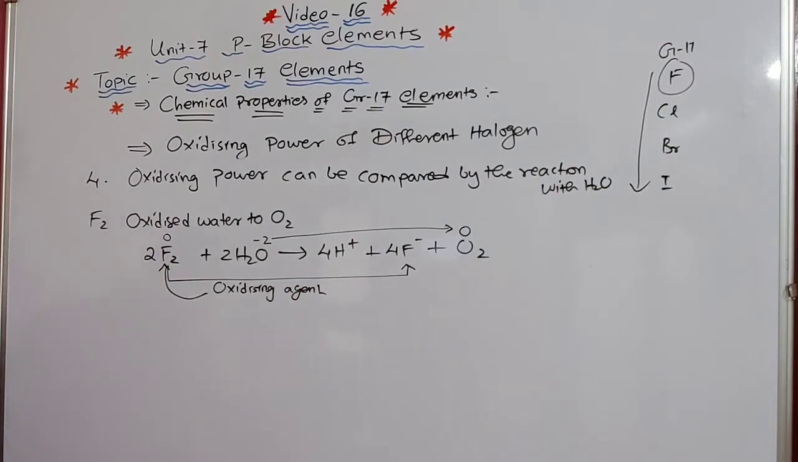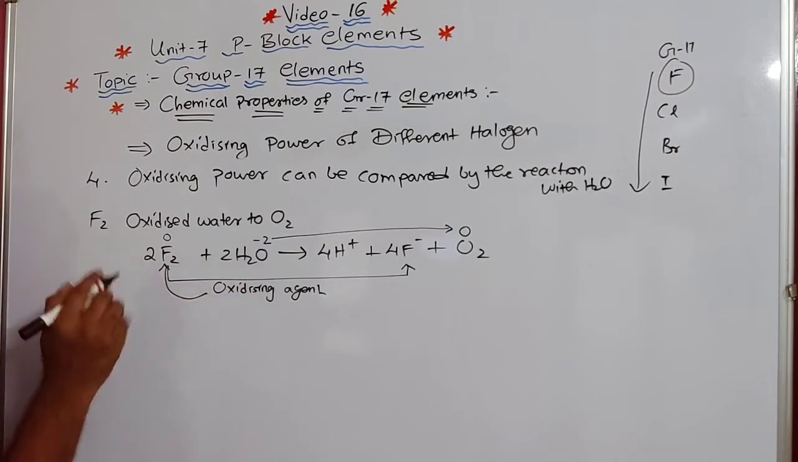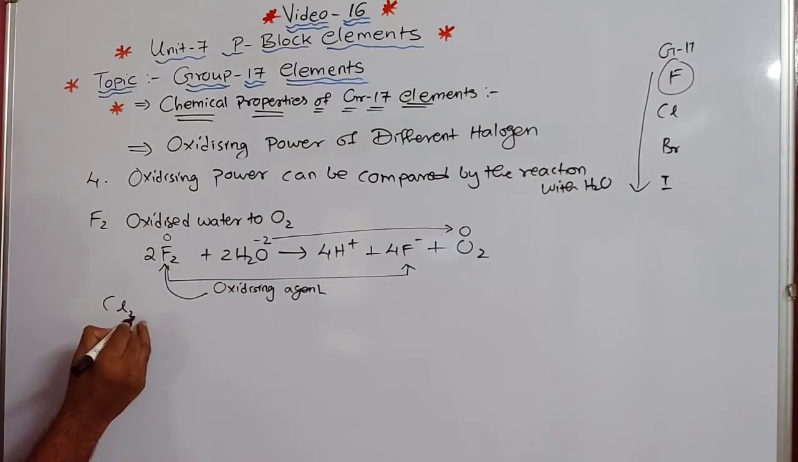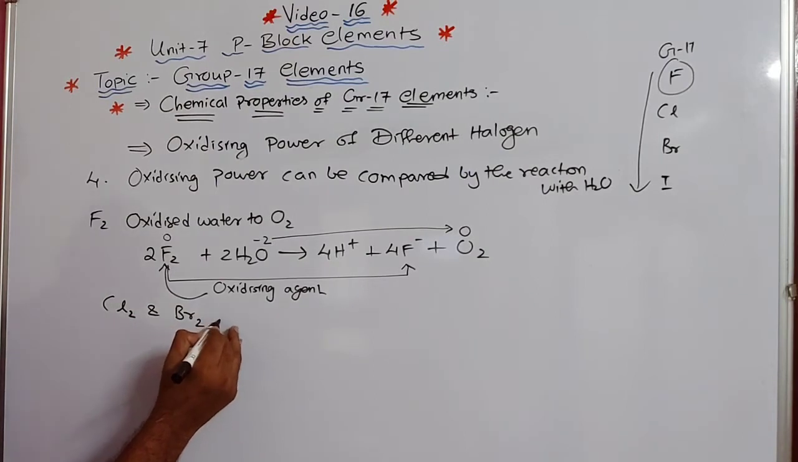Understood this part? Now next one, chlorine and Br2 react with water. This was the reaction of F2 with water. Now we are going to discuss chlorine and Br2. So chlorine and Br2, what will they do? They will react with water.